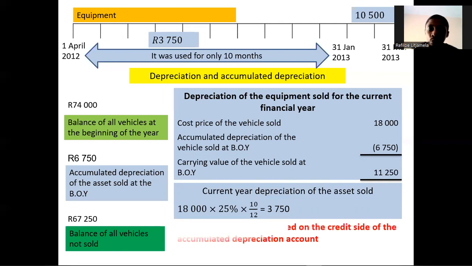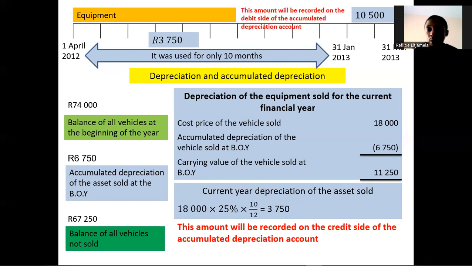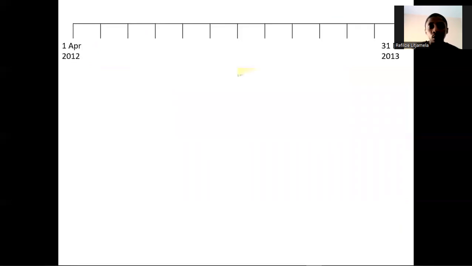This amount of depreciation for this year will be recorded on the credit side of the accumulated depreciation account, and that 10,500 will be recorded on the debit side because it will reduce the accumulated depreciation to make sure that we're only left with the depreciation of the assets that are still within the business, that are still being used by the business. When the asset goes, it goes with its accumulated depreciation. Therefore, it doesn't make sense for us to still have that 10,500 in the balance sheet when we don't have this equipment any longer.